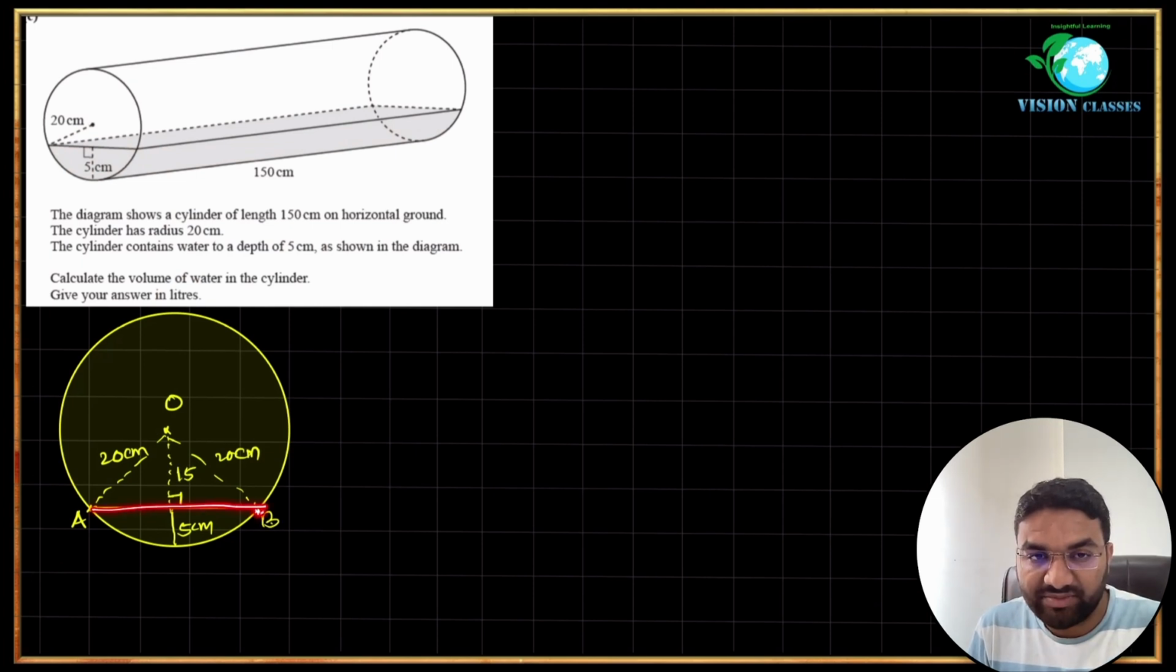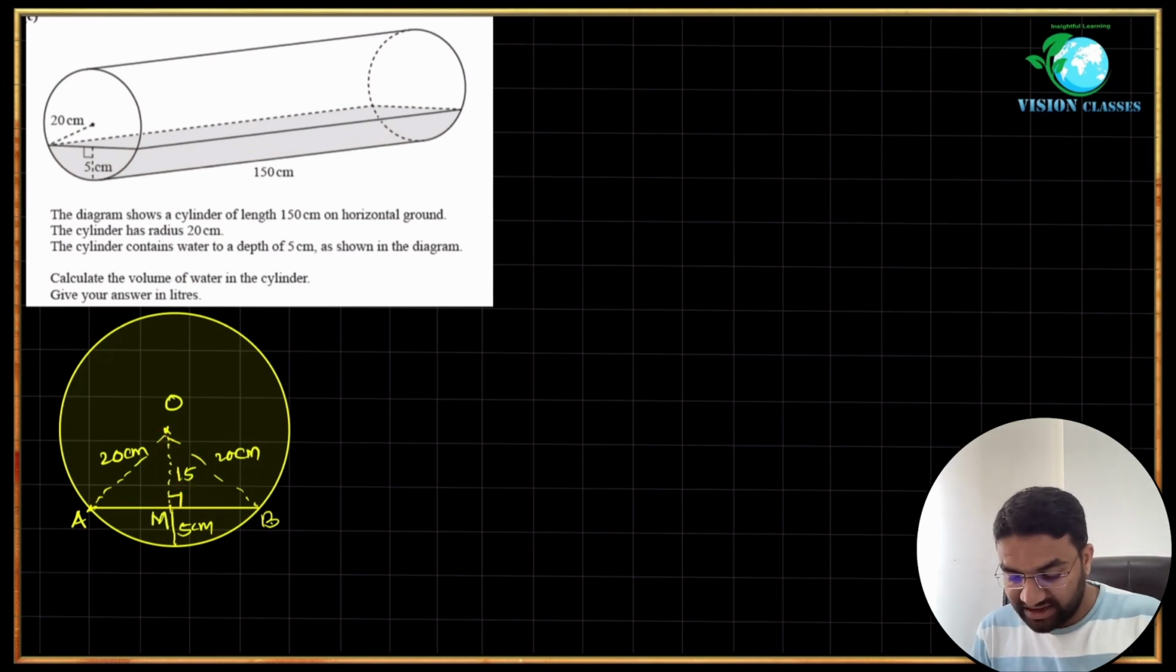There is a theorem: if you take the perpendicular from the center of the circle to the chord, it will bisect the chord. If we extend it, it will be a radius. So we have 5 here, and 20 minus 5 is 15. So we get this height as 15. Now let's say this point is M.